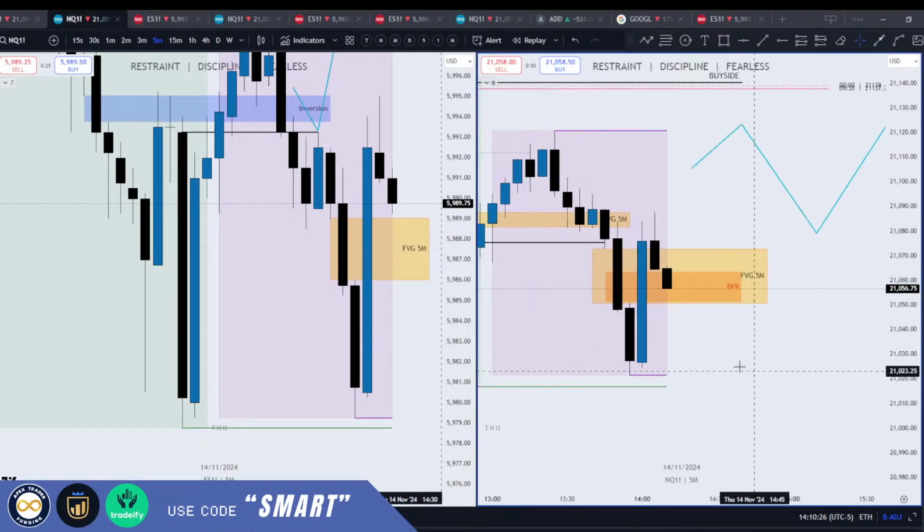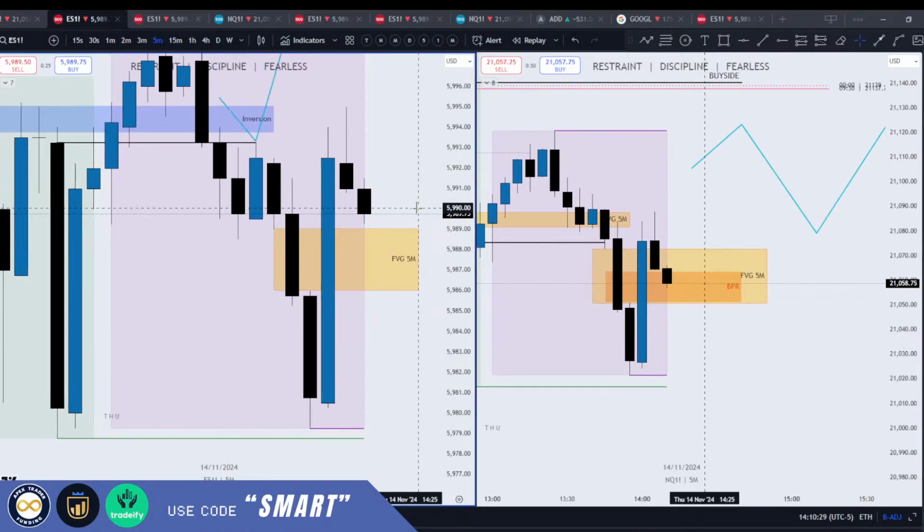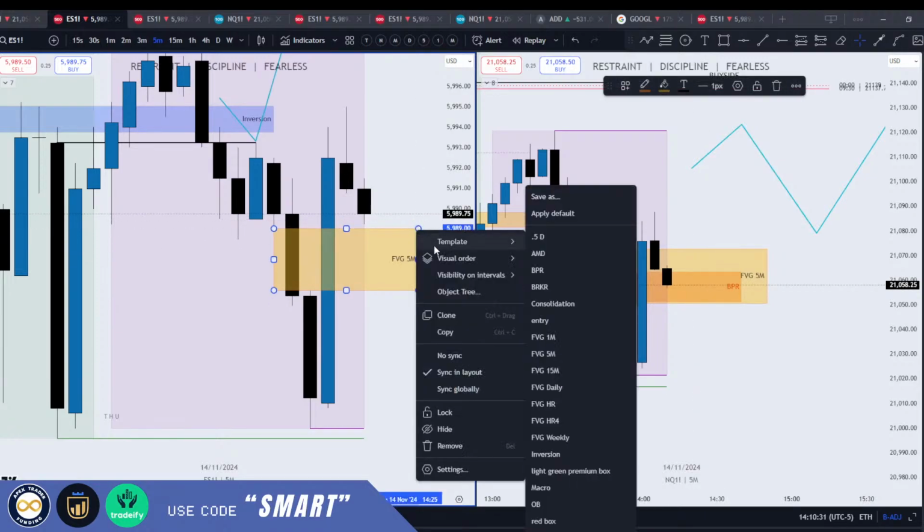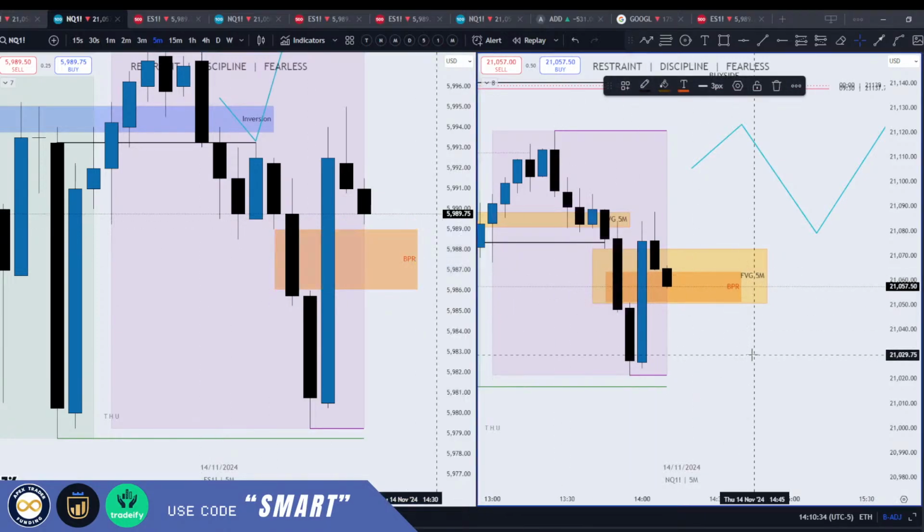BPR here. We're about to enter another BPR on ES here. I think we let it run back down a little bit more.